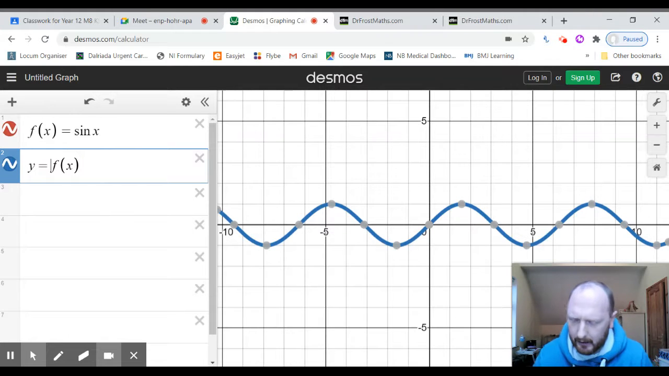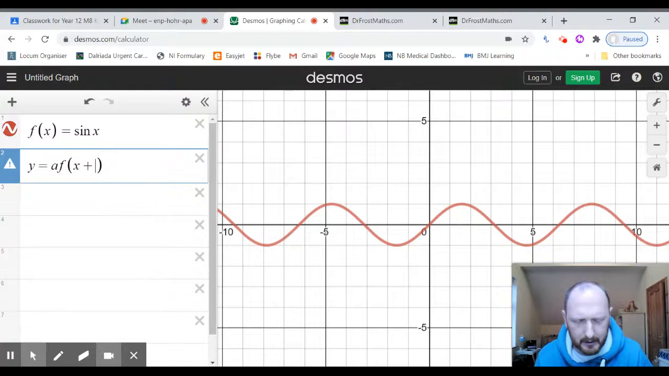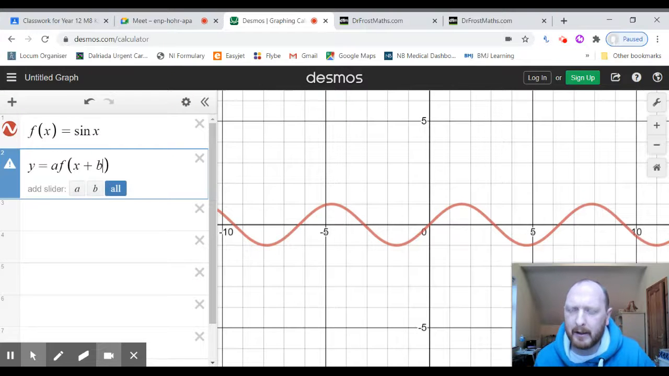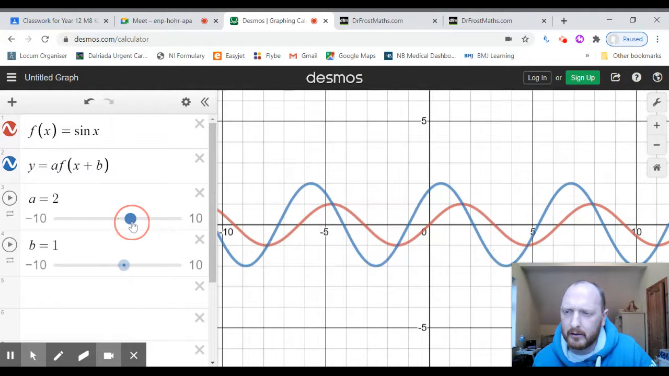If we are doing multiple transformations at once, what we're thinking about is something like a f of x, and then plus b. So we want to think about what happens to the graph, and in which order it works. If we change these to 2 and 1, the effect of a is doubling things, and b would be moving it to the left by 1.